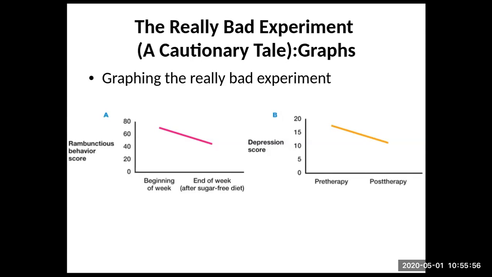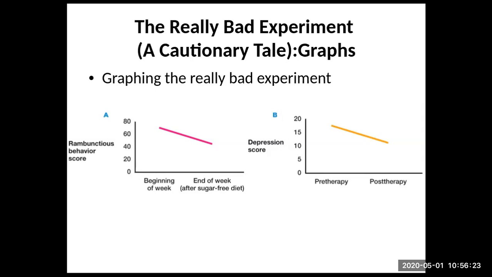Looking at their rambunctious behavior score, at the beginning of the week we do see it higher. At the end of the week, after a sugar-free or reduced sugar diet, we see that it has decreased. From this graph, everything looks great, right? Hey, look at B, depression score. Before therapy, they're pretty depressed, on an average of 18 on a depression scale. Post-therapy, they're down to a 10. Looks like over a 50% reduction in their score.